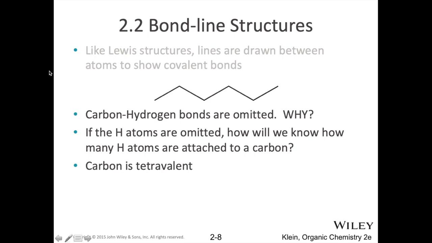So for example, if you have a carbon on the end over here, and it's got one carbon-carbon bond shown by this line, how many hydrogens must it have? Well, this carbon must have 3 hydrogens to help it make 4 bonds. Likewise, look at one of these carbons over here. This carbon has 2 carbon-carbon bonds, so it must have 2 carbon-hydrogen bonds to give it 4 bonds. So there are 2 hydrogens that are omitted over here.